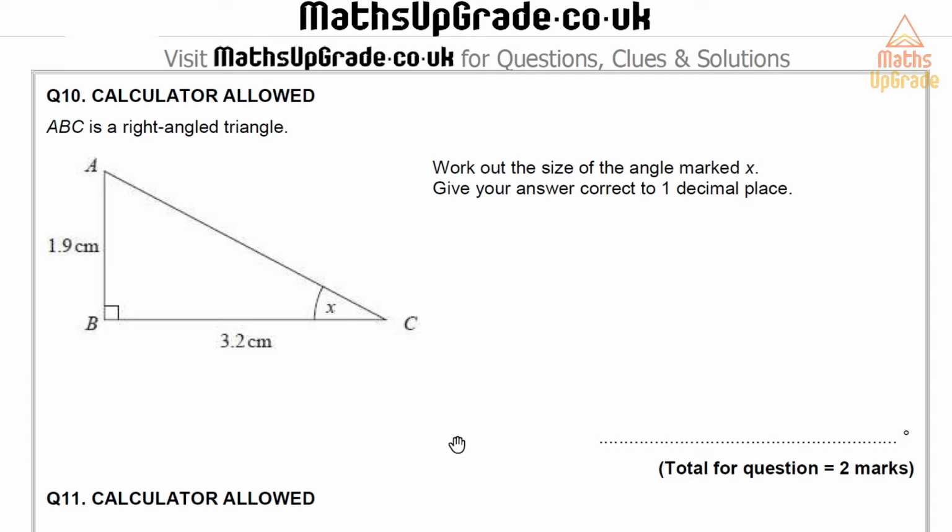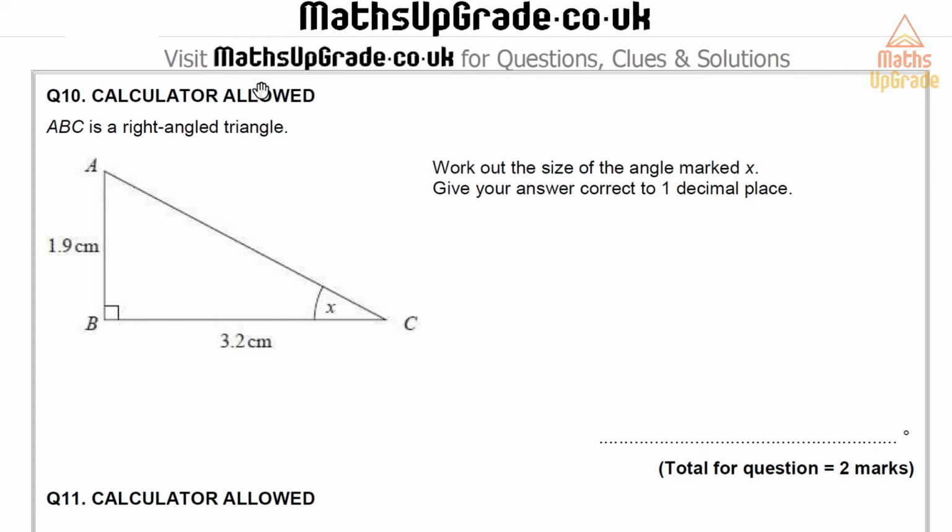So in this question here, you've got to imagine you're standing on the angle. So let's imagine we're standing on the angle here. The side which is the longest side here is the hypotenuse. It's opposite the right angle always. So that's the hypotenuse. The side opposite to the angle is this side here, 1.9 centimeters. So that's the opposite. And this side BC is the adjacent side because it's next to me.